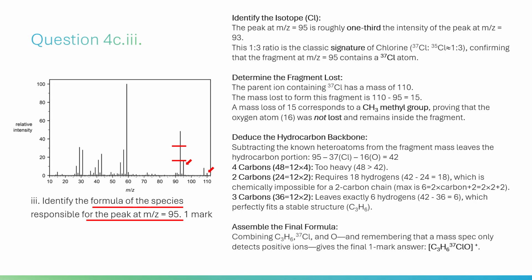Assemble the final formula. Combining C3H6, 37Cl, and O, and remembering that a mass spec only detects positive ions, gives the final 1-mark answer: C3H6 37ClO with a plus on top.